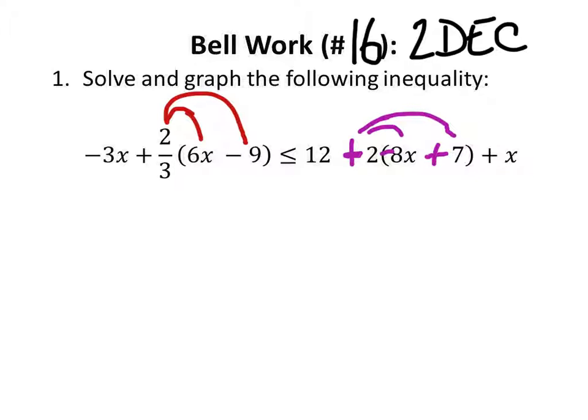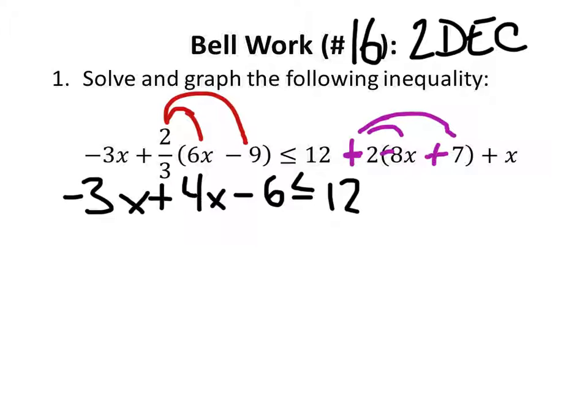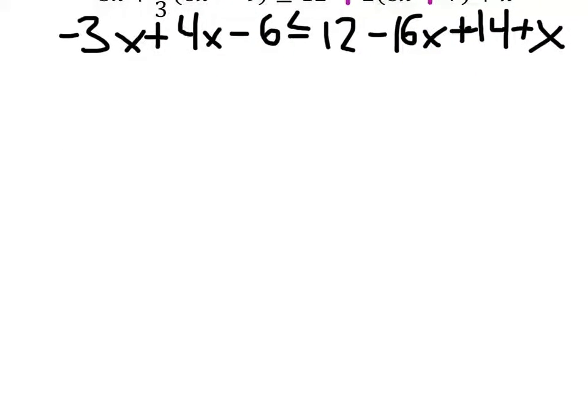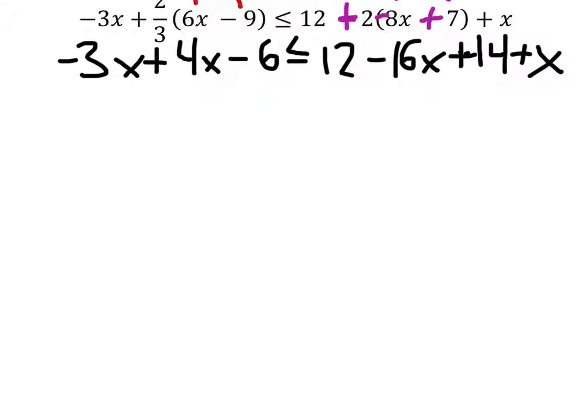All right, let's do that. So you got negative 3x plus 2/3 times 6x is 4x. Minus 2/3 times 9 is 6. Sign stays, 12. Now this is 2 times negative 8x, which is negative 16x. And 2 times 7 is 14. And then plus the x. As it turns out, that's the first step in the switch and stay game anyways. So let's move this up and play some switch and stay.